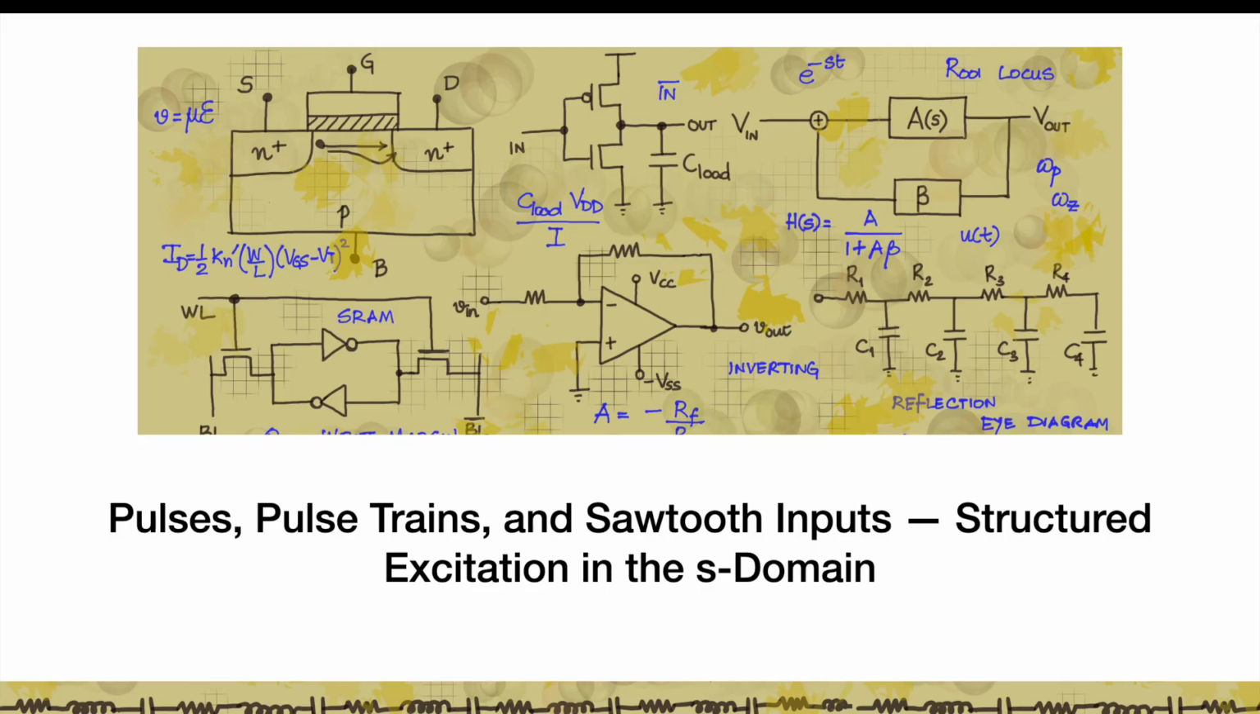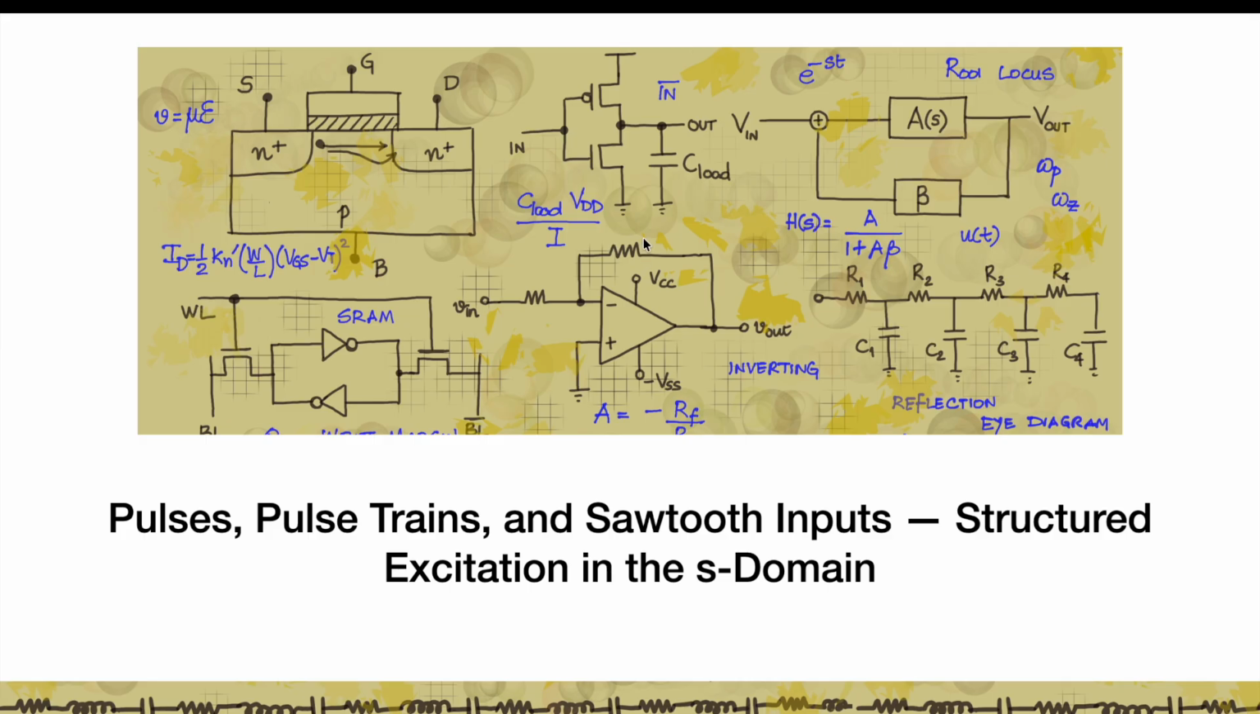In the last lectures, we learned how steps and ramps appear in the S-domain as 1 by s and 1 by s squared. Now we'll go one level more realistic. Signals that start and stop. Pulses, pulse trains, and sawtooth waveforms. This is where many students feel forced into Fourier series immediately. But the point of this course arc is, you don't need to start with Fourier to reason correctly.